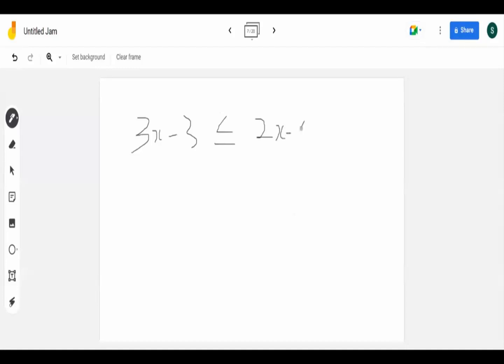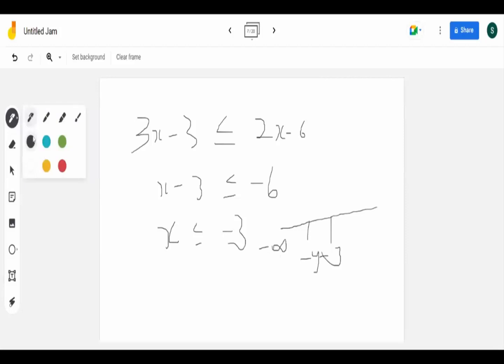Now that we have opened the bracket, we can see it is a similar question. Subtract 2x on both sides to get x minus 3 less than or equal to minus 6. Add 3 on both sides to get x is less than or equal to minus 3. So draw the number line, minus 3, minus 4 till minus infinity. Because of this equality sign, we have to include minus 3. So draw a filled dot here. And our answer is minus infinity to minus 3, including minus 3. So this is the solution set.